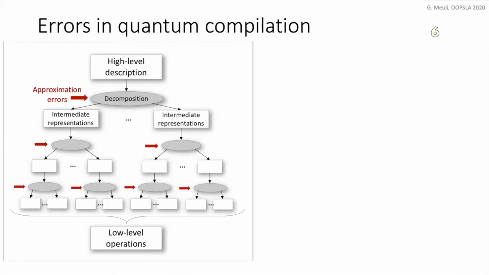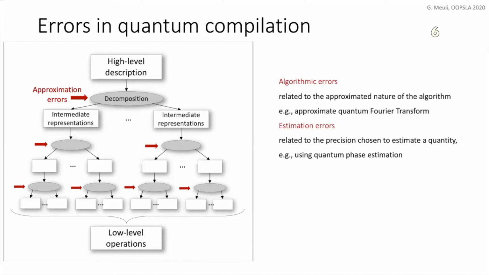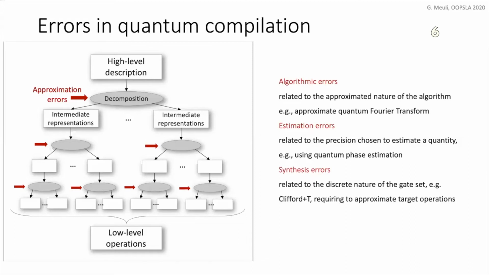Where do these errors come from? We can identify three main sources of errors. Algorithmic errors, which are related to the approximated nature of an algorithm. Estimation errors, which are related to the precision chosen to estimate a quantity, for example, using quantum phase estimation. And synthesis errors, which are due to the discrete nature of fault-tolerant instruction sets.